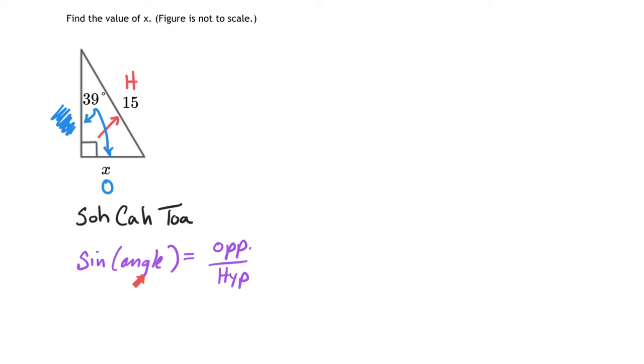Sine of your angle equals opposite over hypotenuse. So you have to fill this information in. What is your angle? Well, that's 39 degrees. So let's fill it in. Sine of 39 degrees equals my opposite x, straight across from your x, over my hypotenuse, which is 15. I can see here, right?